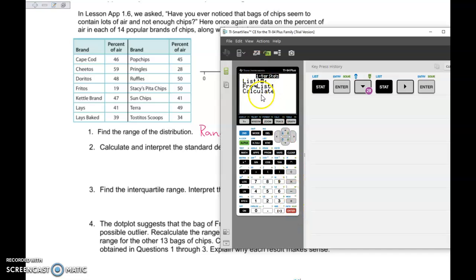Now this is where you can enter a couple different lists. However, all of our data was in list 1. So if yours does not say list 1, you need to hit 2nd, and then number 1 will put in list 1. Okay. Then frequency list. This is not a frequency list, so you're just going to leave that blank, and then you're going to go on to calculate and hit enter. Okay, so this gives you everything that you need.